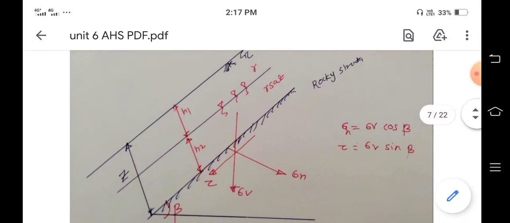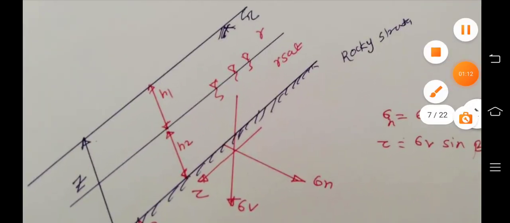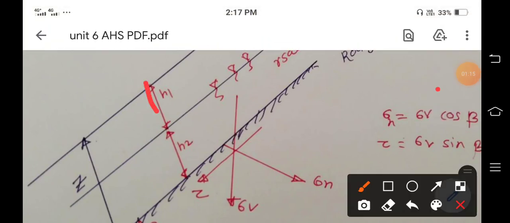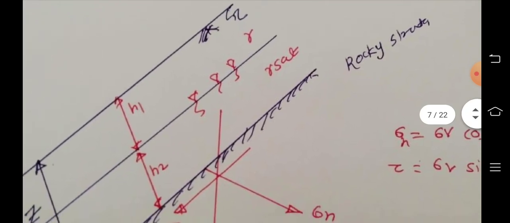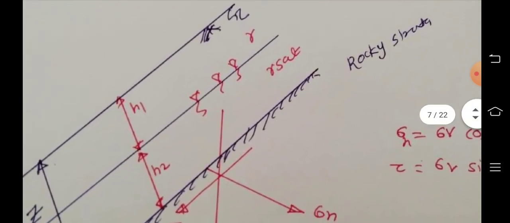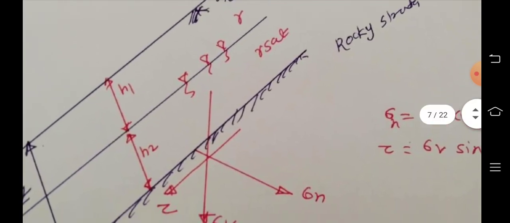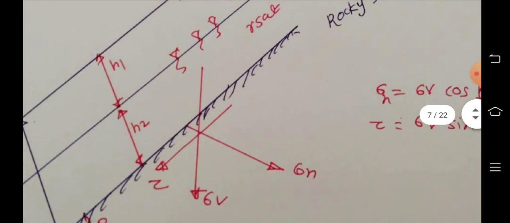Okay, so from this diagram we clearly conclude that this is h1, the depth at which the water table occurs. H2 is the depth, it means this whole section is filled with water plus soil, and this section is dry. Obviously its unit weight will be gamma, and here the unit weight will be gamma saturated. So there are two unit weights: at depth h1 the unit weight will be gamma, and at the second depth h2, the unit weight will be gamma saturated.